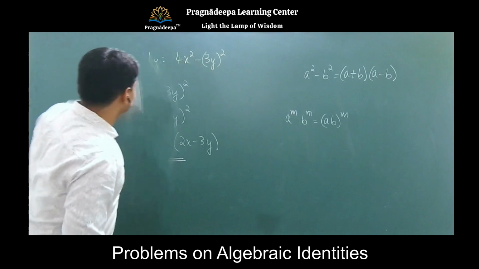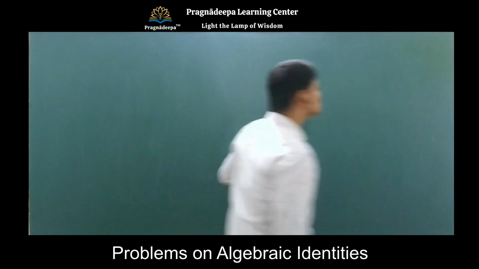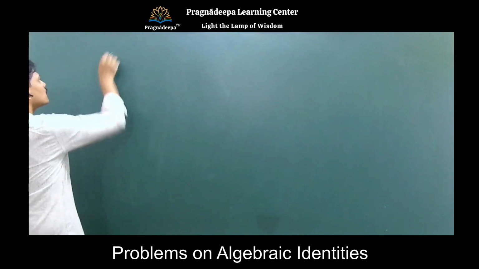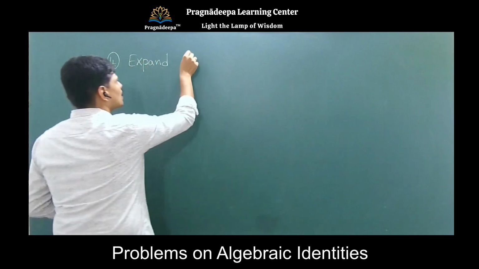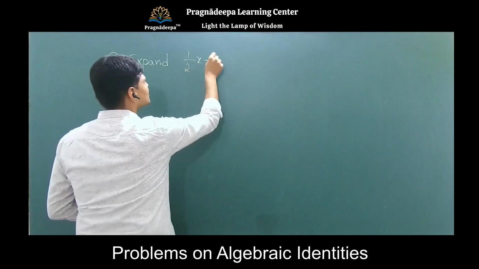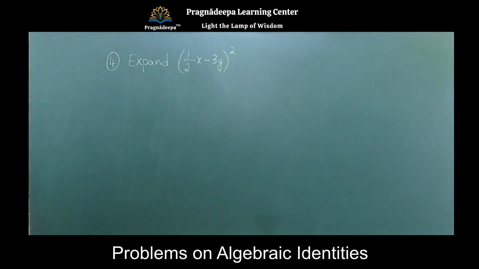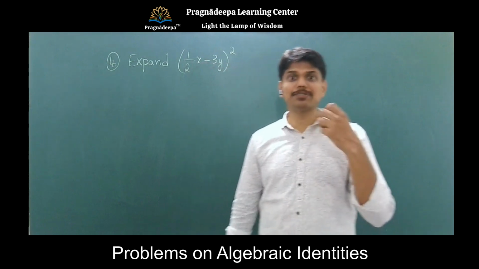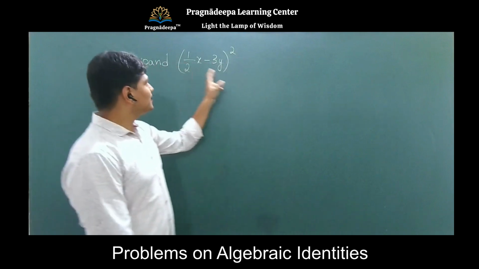Okay. Let us take up the next problem. The next problem is problem number 4. For today's class, the problem to learn is to expand half x minus 3y whole square. I'm introducing rational numbers now. Half x, students, half x, x by 2. Okay, I guess you are aware of it. Half x minus 3y whole square.